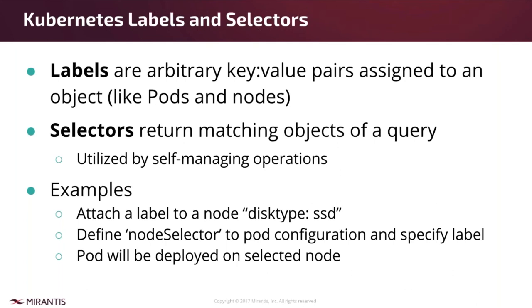So for example, you may label a node with disk type SSD, and then in the pod configuration, you can define a node selector. Say, I want the SSD disk type node. And then the pod will be deployed on that selected node.